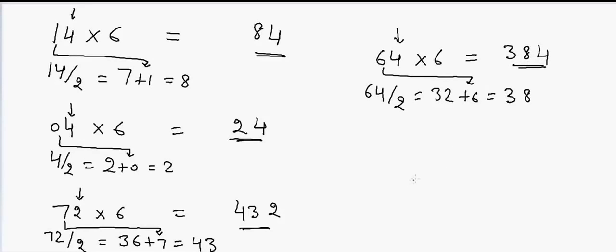So how did I get this trick? I just looked at the table of 6, and I looked into the patterns, and this is what I got. This is only valid for even numbers. You cannot apply this trick for odd numbers. It's only valid for even numbers, but still this trick could be handy for some of the calculations you will have in the exams or your day-to-day life.